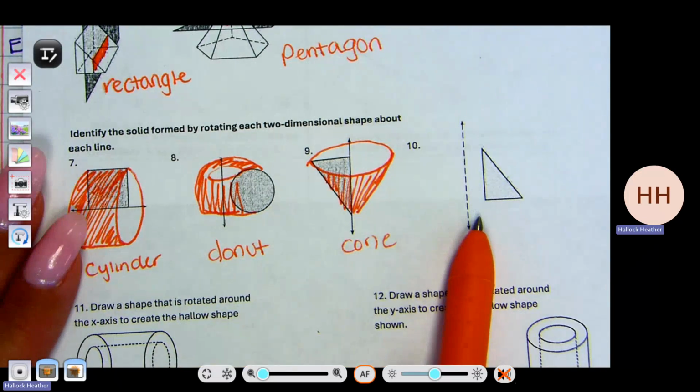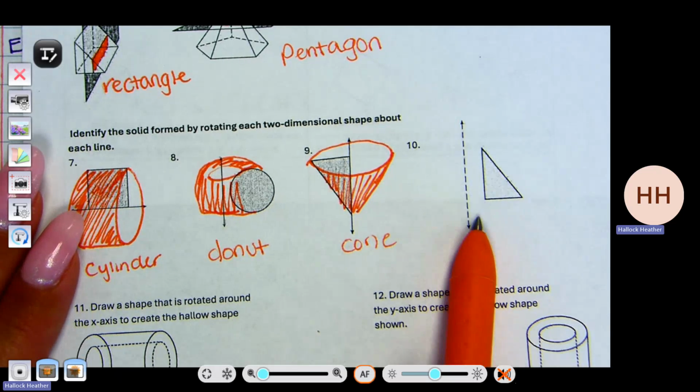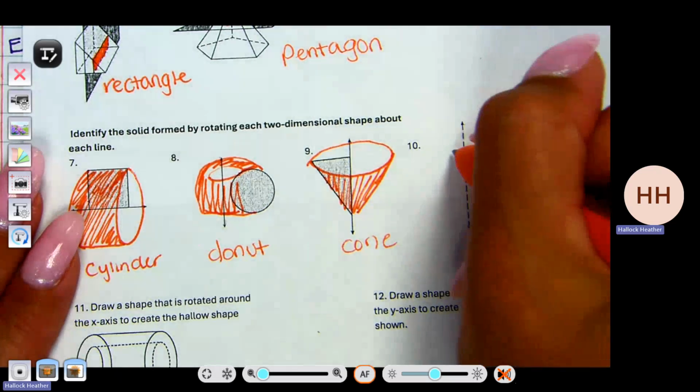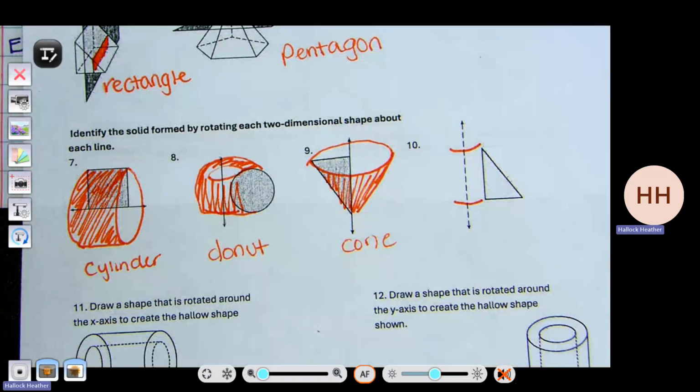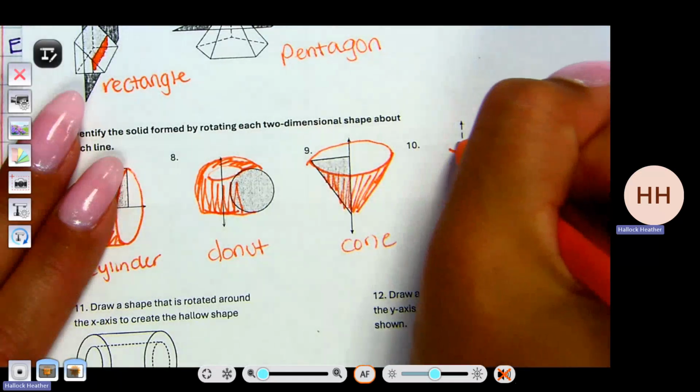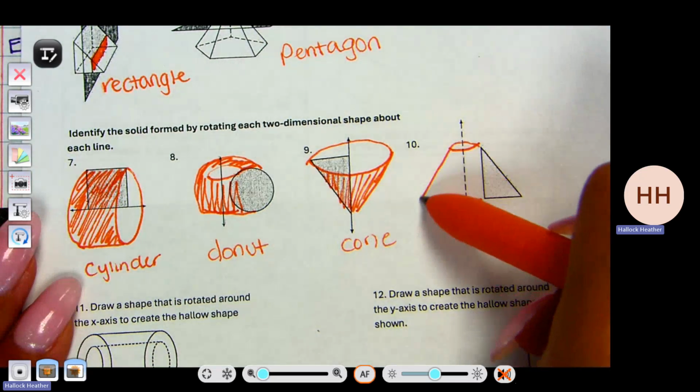So this one, let's decide, is it going to be hollow or solid? Hollow, because it's got a little gap. So we know we're going to have a gap. There's going to be a middle section because it's rotating around. Not a cylinder. It's not a donut. It's kind of like a funnel. Somebody last class said it's like a volcano. It's going to have the point on both sides.